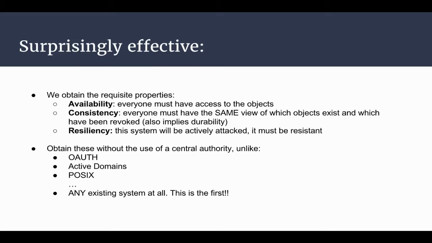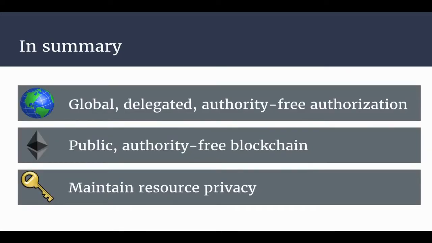And if you think about it, that's completely unlike any authorization system you think of. Things like OAuth rely on some federated identity provider. Active Directory relies on some server. POSIX, any existing system. We can provide strong consistency without a central authority. So it's pretty exciting work. It's this global authority-free authorization system which allows very fine-grained delegation. It uses a public authority-free blockchain, which is a new development.